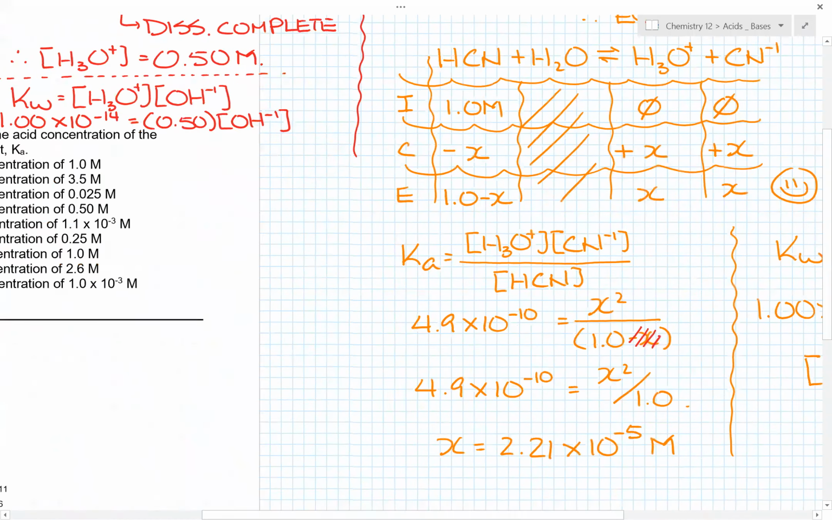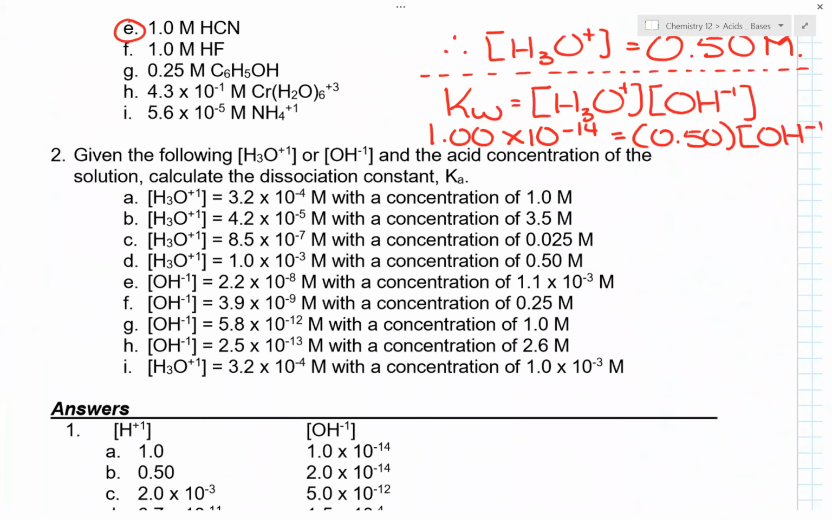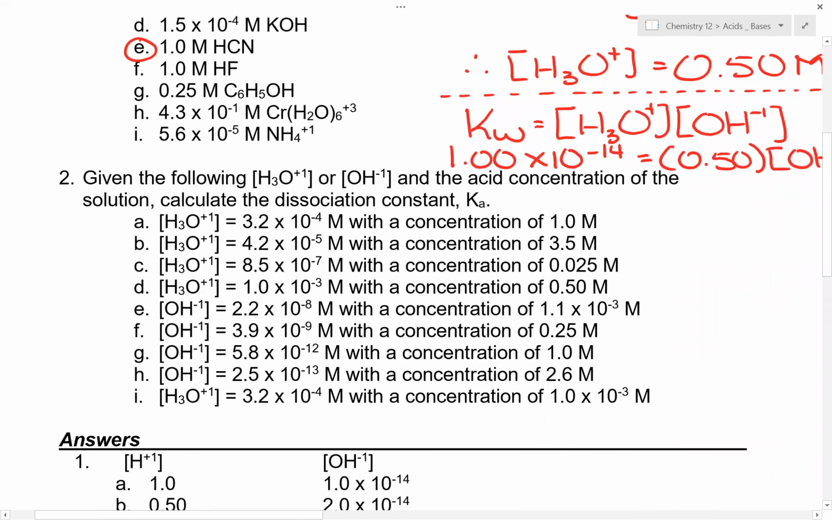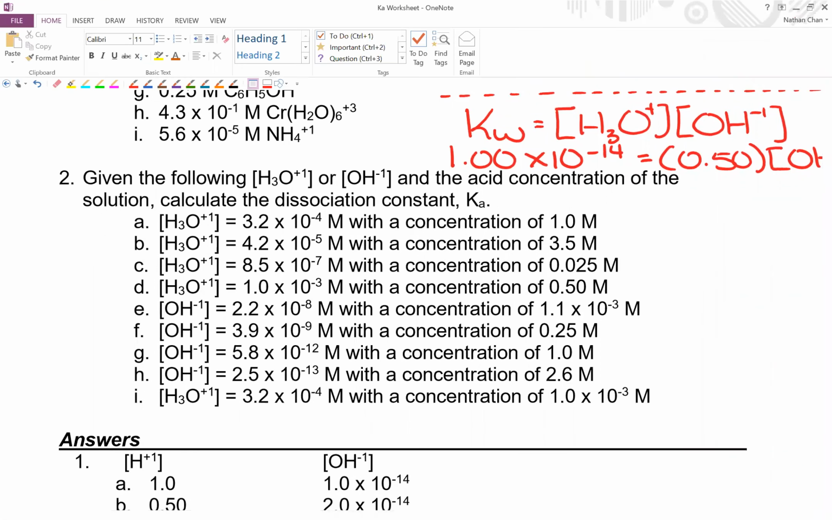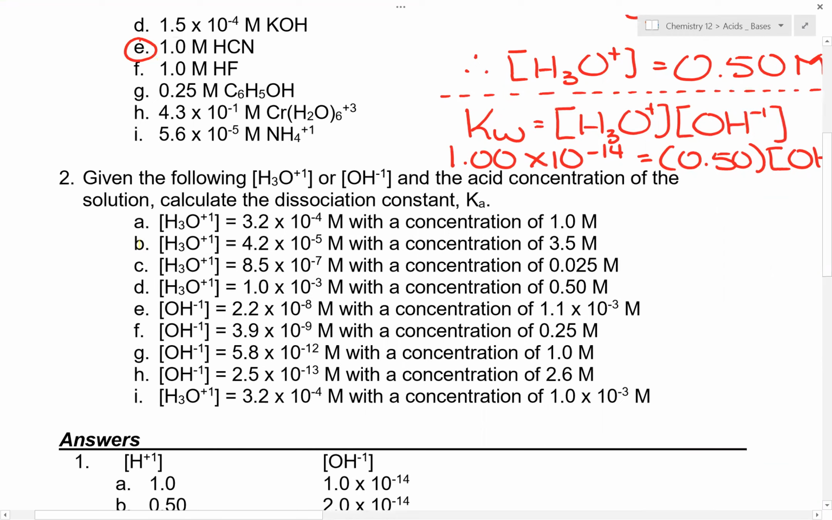Now, let's take a look at question number 2. I'm going to start off with question number 2, and look at question number 2b. Okay? Now, it says, given the following H3O plus or OH minus 1 and the acid concentration of the solution, calculate the dissociation constant Ka. Now, the first question is, is this a weak acid or a strong acid? Since they give us the acid concentration.